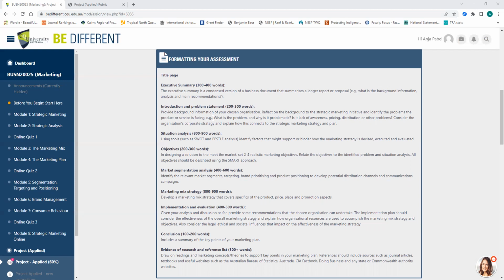Then a quick introduction to the report or the assessment overall.